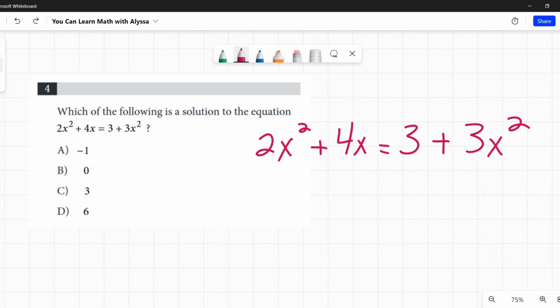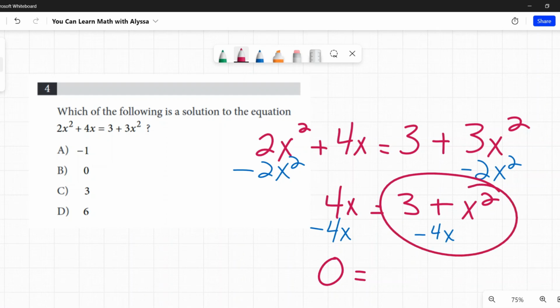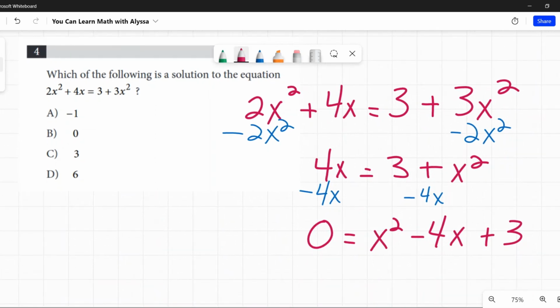But regardless, what we want to do is get everything on one side and have it all be equal to 0. So let's do that. I'm going to get rid of the 2x squared first, so I subtract it from both sides. Now I have just that 4x over there. And then 3x squared minus 2x squared is just a positive x squared. Now I need to get rid of that 4x, so I'm going to subtract 4x from both sides. And now I've got my 0 on the left like I want. Yay! And I've got these 3 terms, but I'm going to reorder them in descending quadratic order: x squared, minus 4x, and plus 3. So now this is a situation I can solve.